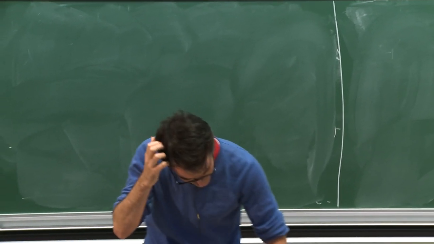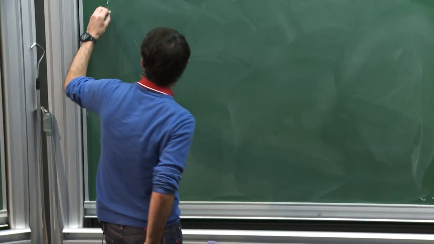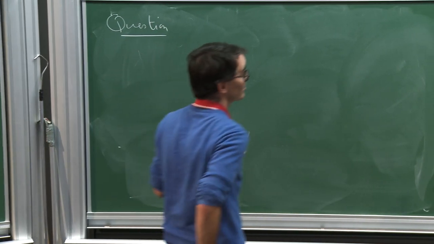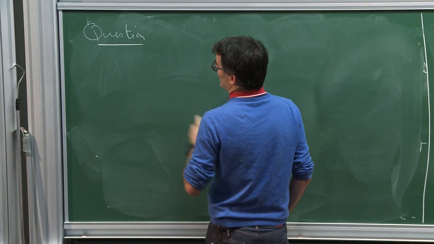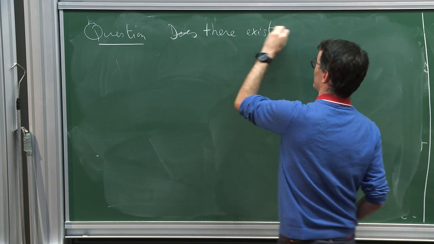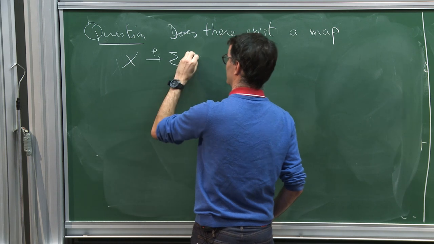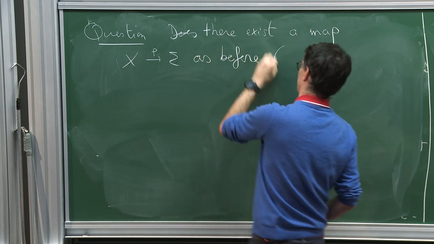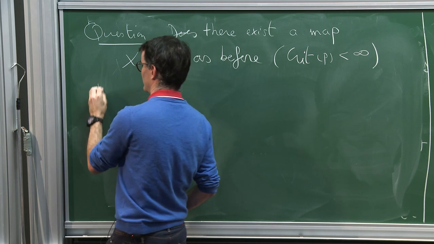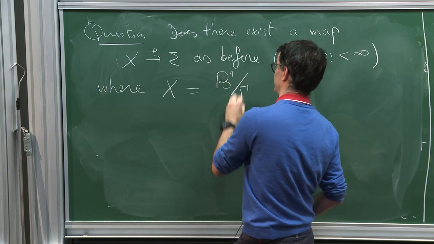So I will mention some examples coming from lattices in PU(2,1). But one question is that I don't know if you can build examples coming from lattices in PU(n,1), for instance. So does there exist a map as before? So this means that the critical set is finite. Sigma is a Riemann surface of positive genus, and X is a quotient of the unit ball of C^n by a lattice in PU(n,1).